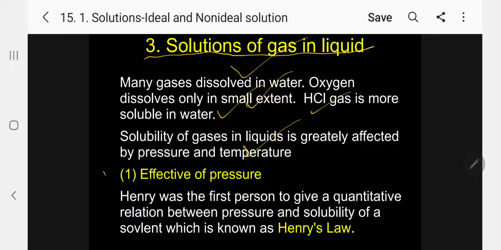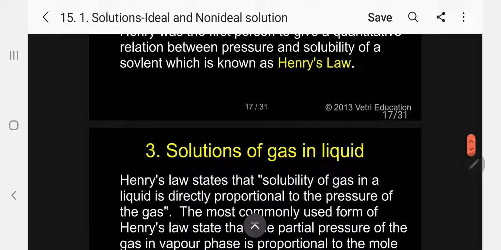So let me first discuss the effect of pressure. Normally the effect of pressure is applicable only for gases, we know. So gas is the solute and liquid is the solvent here. Henry was the first person to give a quantitative relationship between pressure and solubility of gas, which is known as Henry's law. Let us see what is Henry's law.